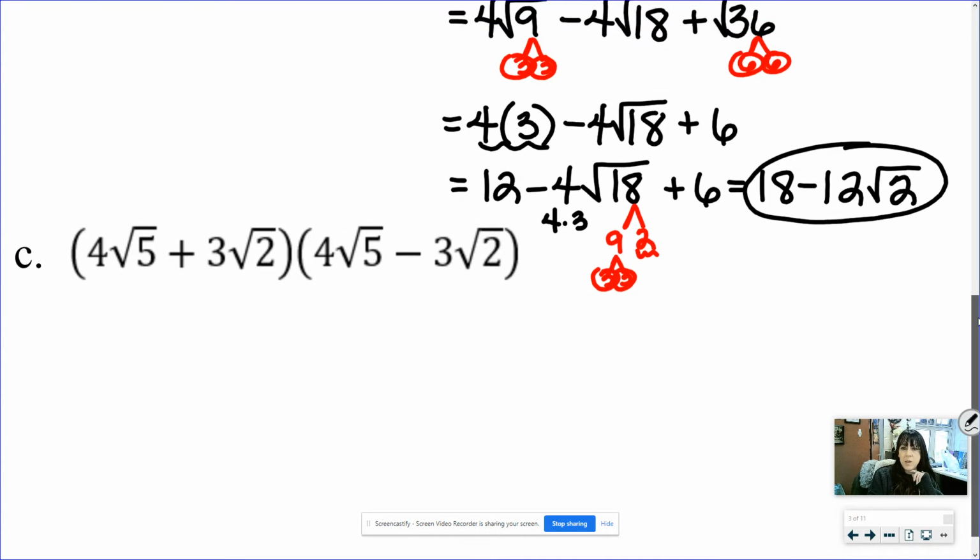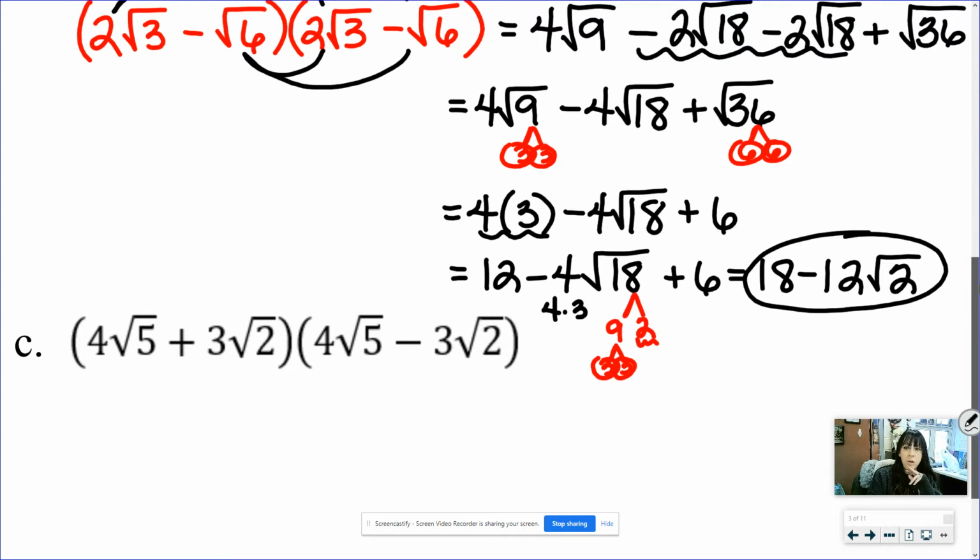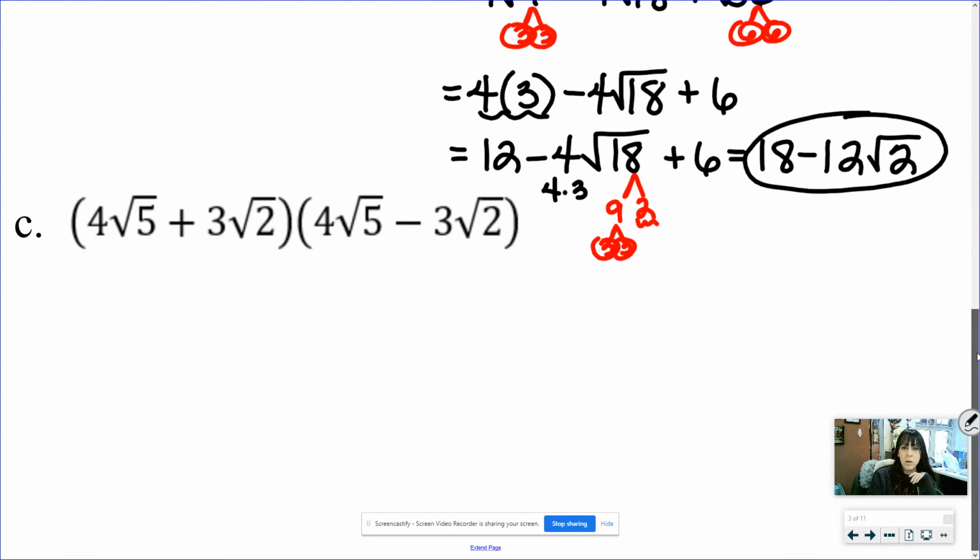So I guess learn from my mistake and remember to check and make sure all of your radicals are reduced all the way down before you complete the problem.